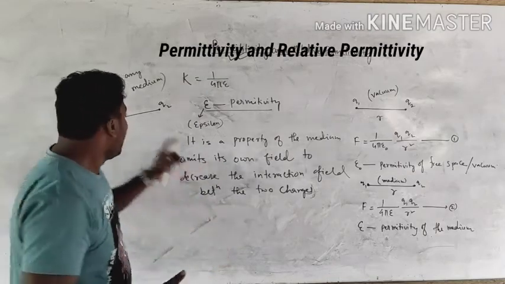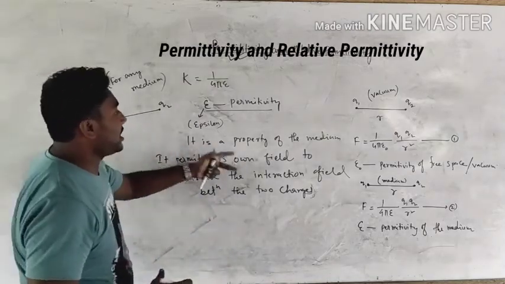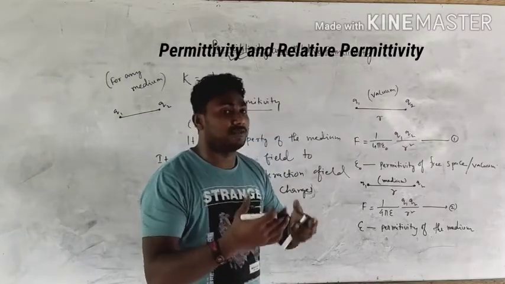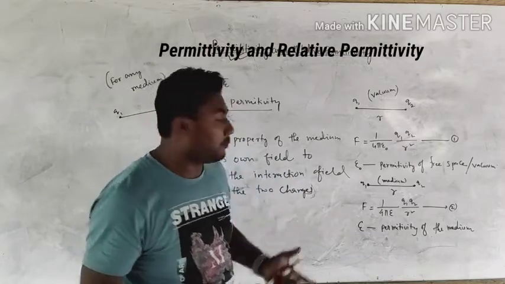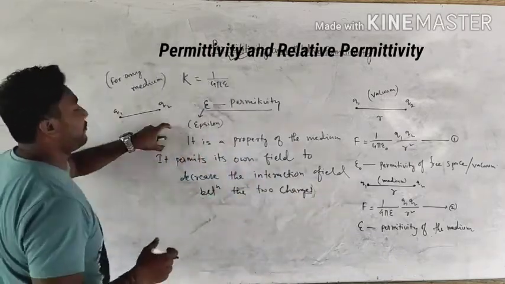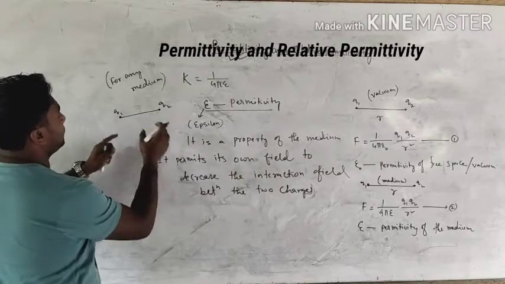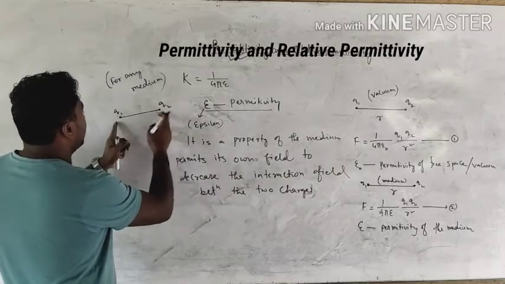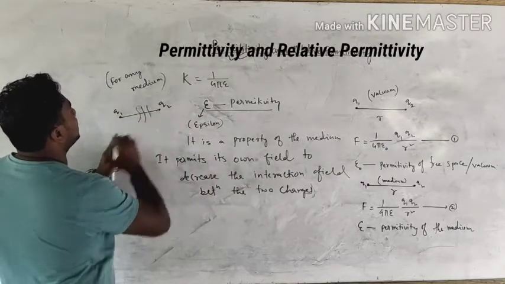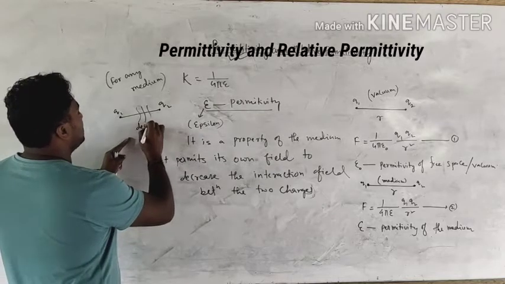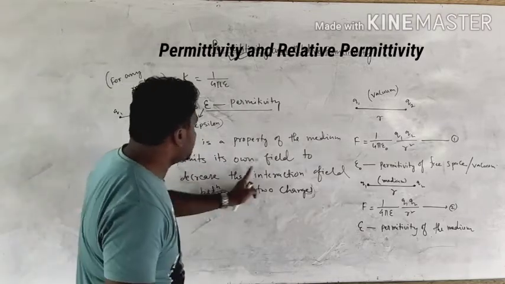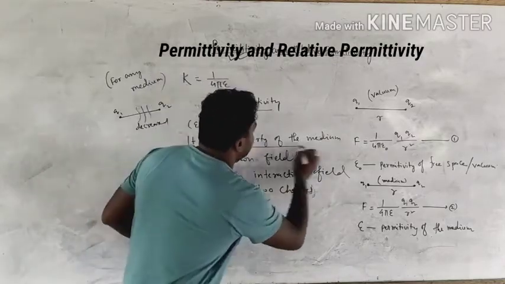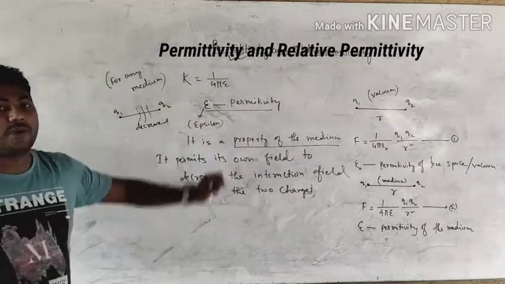Remember that. So why is it affected? Because you have placed the charges in a medium. But in this case, the force is not affected as we have kept the two charges in free space or vacuum. So this is the difference you can find. When the two charges are kept in a medium, because of the permittivity, or the property of the medium, the force of interaction between the two charges is decreased. It permits its own field to decrease the interaction field between the two charges. That means it is a property of the medium.